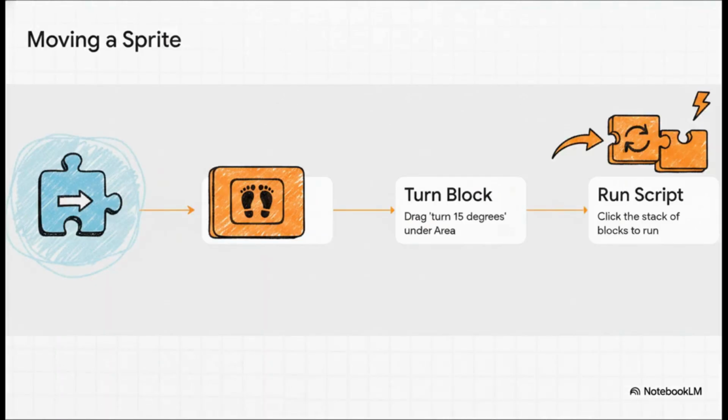So how do we actually use them? Getting our sprite to move is a beautifully simple 4-step process. First, click the blue motion block category. Second, grab the Move 10 Steps block and drag it right into your script area. Third, drag a Turn 15 Degrees block and snap it right underneath the first one. They literally connect just like digital Lego bricks. And finally, just click that stack of blocks to run your script.